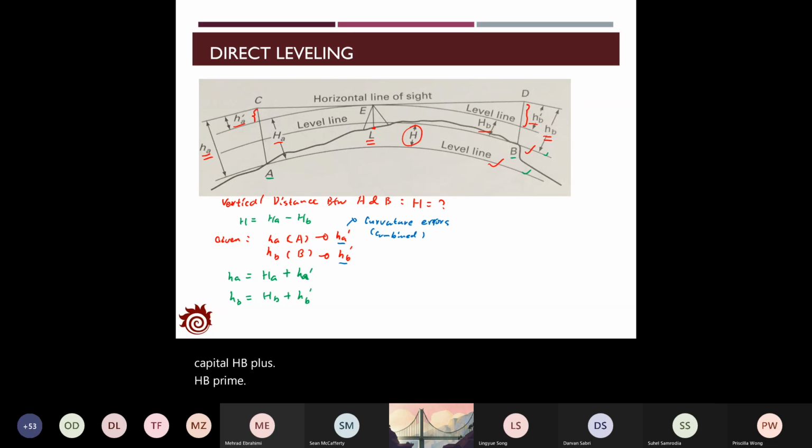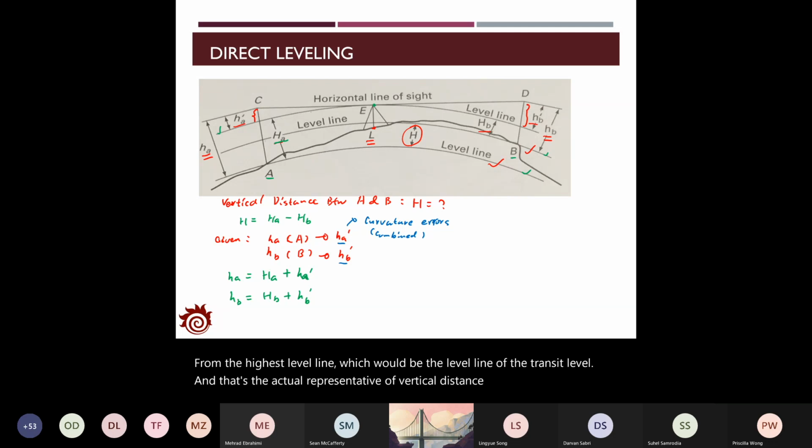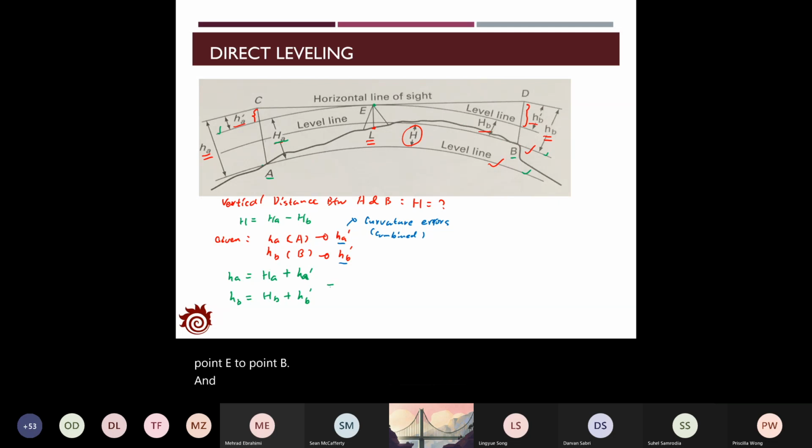So here capital HA is the elevation difference from the highest curve level line, which would be the level line of the transit level. And that's HA represented the vertical distance or elevation difference from the point E to point A. And similarly, HB represented the elevation difference from point E to point B. And with that, we can then go to find out the elevation difference between A and B.